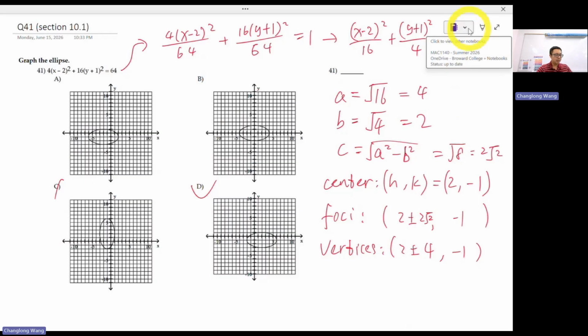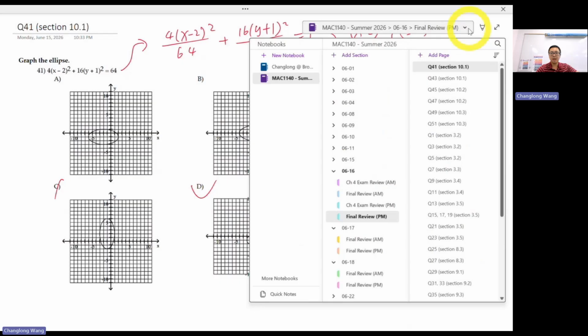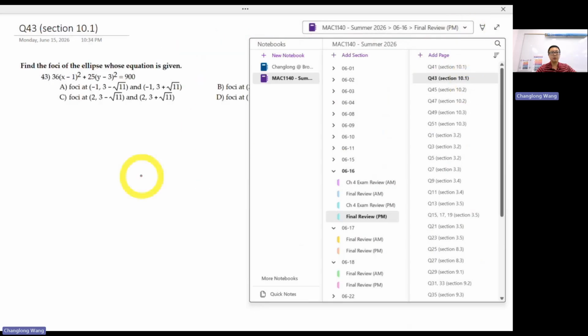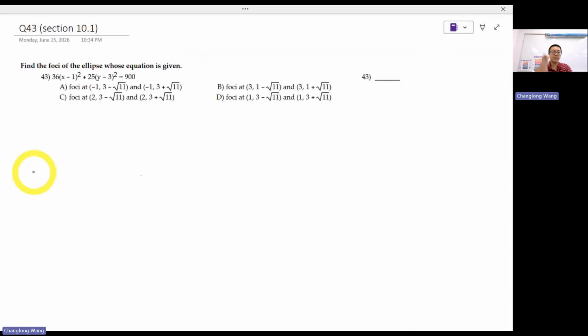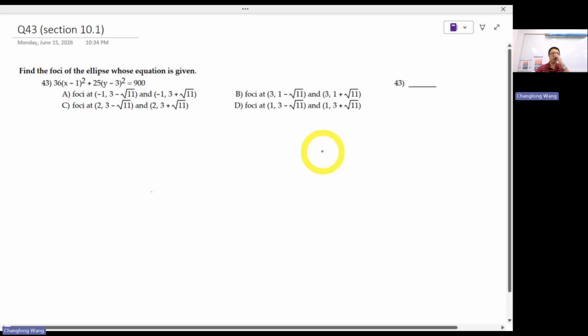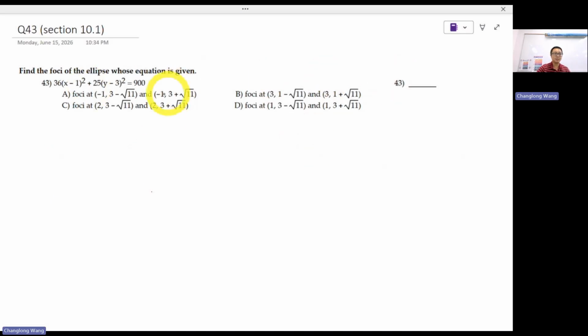Now, like I said, ellipse is supposed to be more intuitive. Usually people don't have issues with that. And therefore, 43, if I have time, I'll put the work there, maybe later today or tomorrow. But I don't think you need anything more than just 41, right? Because it's just the same thing. Instead of getting the graph, find out what the foci are.